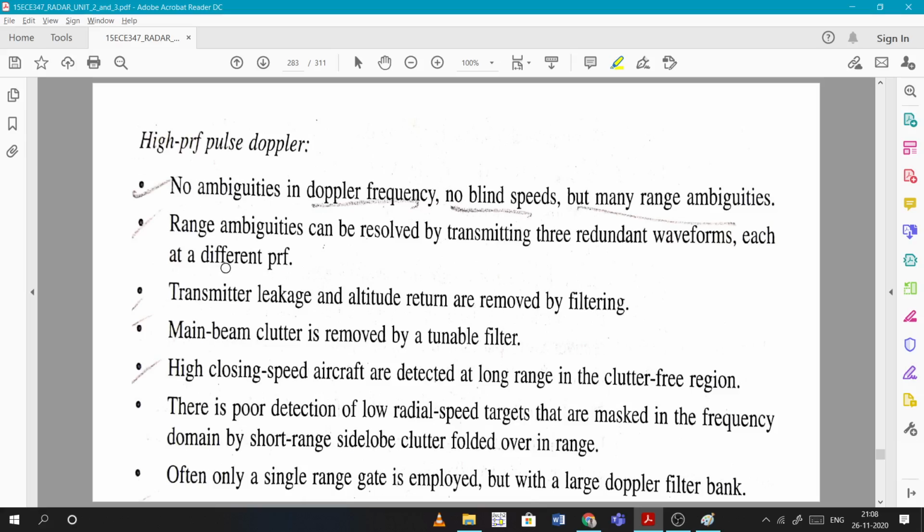Okay. Now, what is high PRF pulse Doppler? No ambiguities in Doppler frequency, no blind speed, but many range ambiguities. Range ambiguities can be resolved by transmitting three redundant waveforms, each at a different PRF.